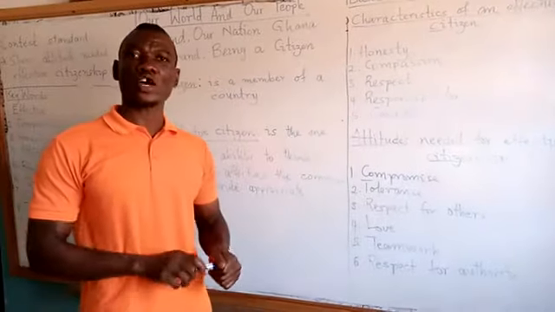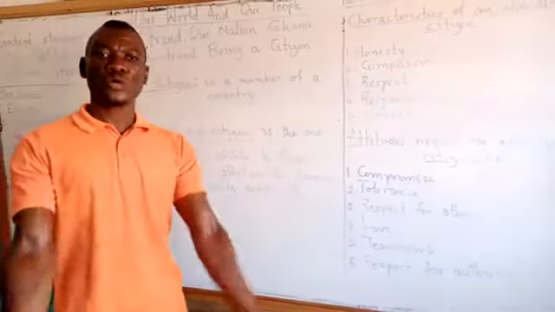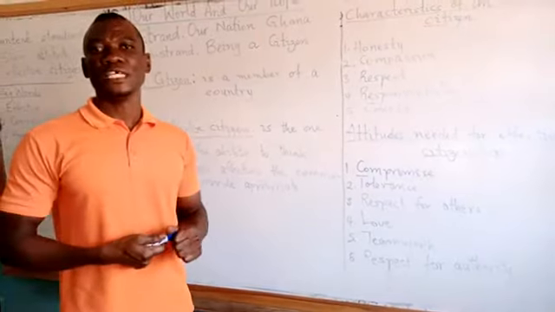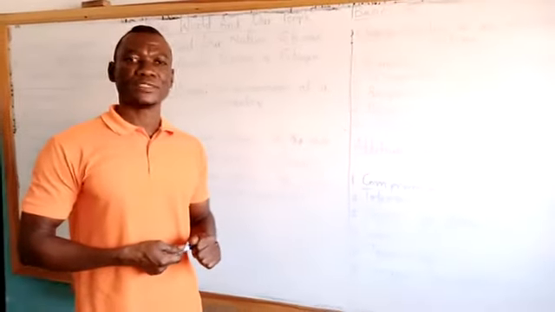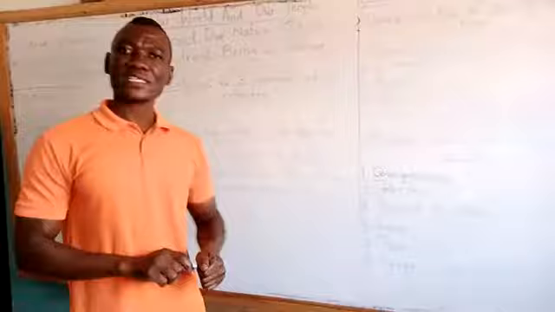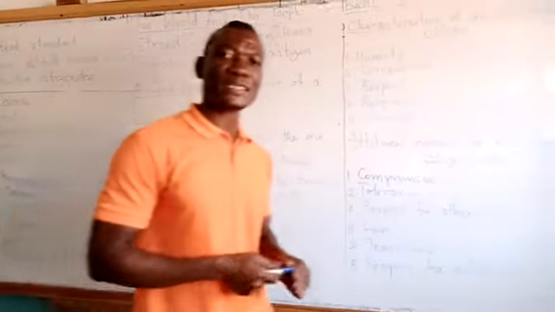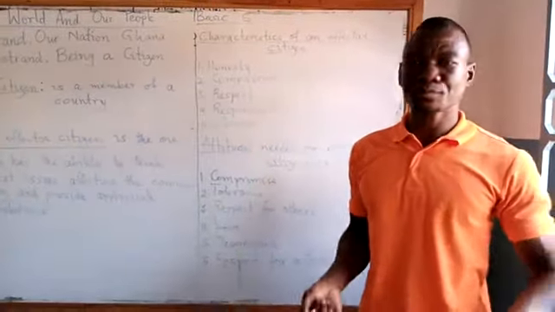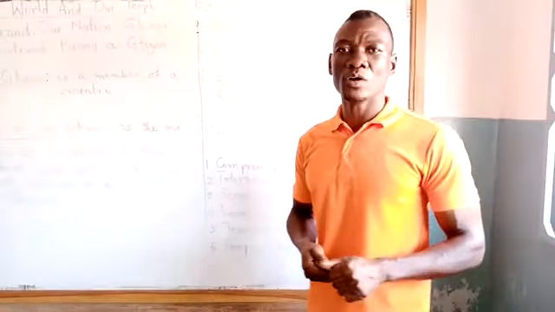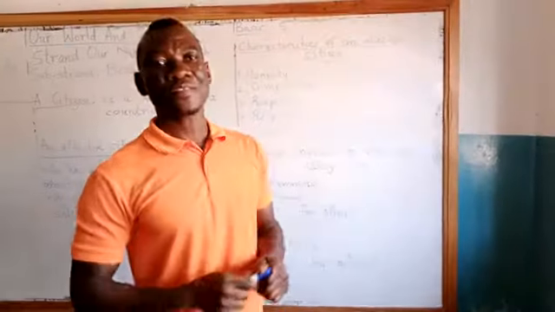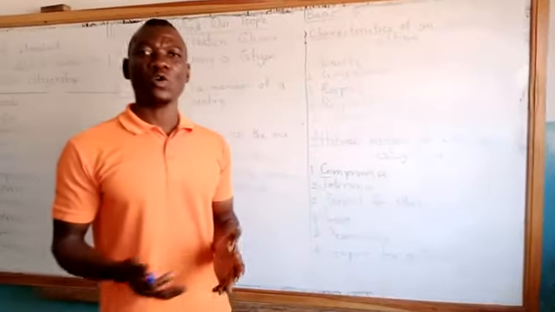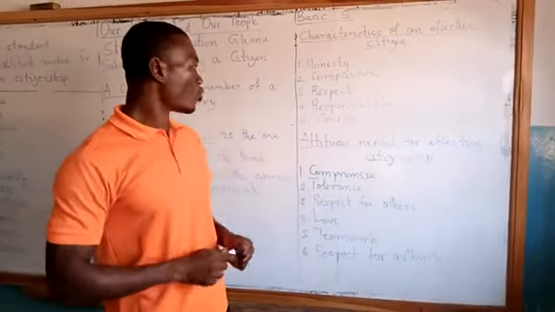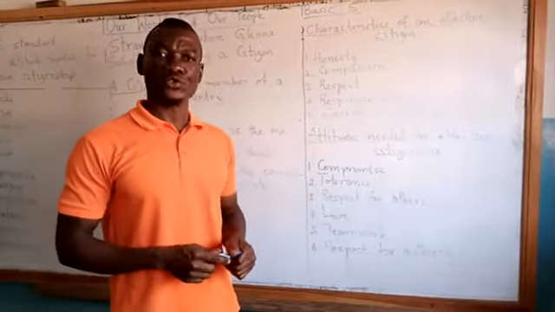The next one I have here is tolerance. You must be able to accept the views of other people, even if you don't agree with them. That is tolerance. Respect for other people. We must respect and love other people, irrespective of their position or status in society, whether they are poor or rich, whether they are disabled, or whatever it is. We must show respect to everybody, because that is what effective citizens do.